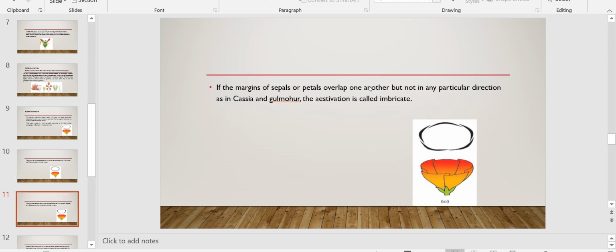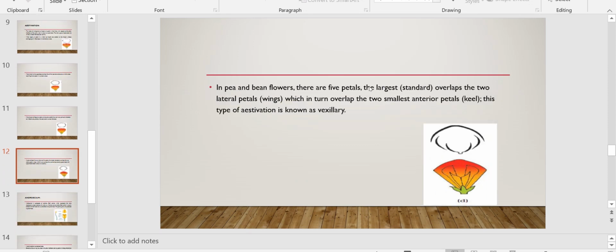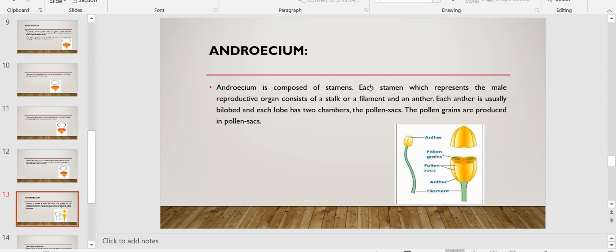If the margins of sepals or petals overlap one another but not in a particular direction, as in cassia and gulmohar, this estivation is called imbricate. In pea and bean flower, there are 5 petals. The largest overlaps the 2 lateral petals, which in turn overlap the 2 smallest anterior petals. This type of estivation is known as vexillary. Then, androecium.